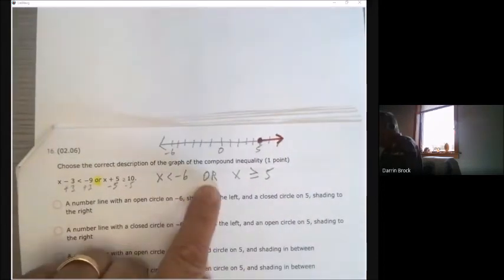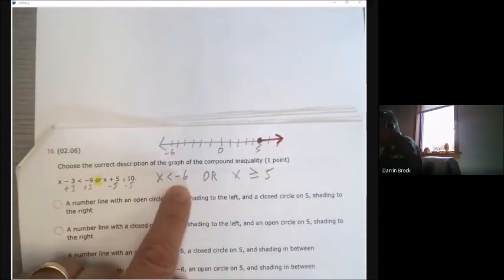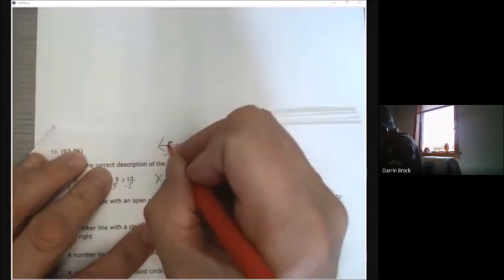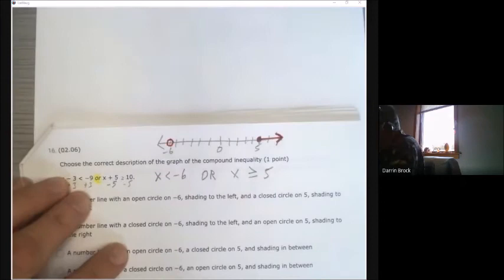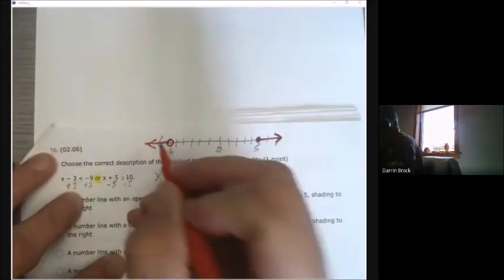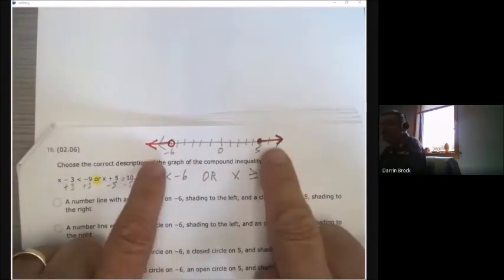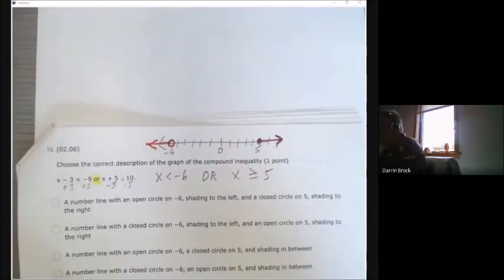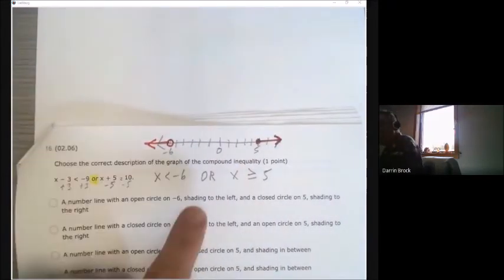All right. Or it also could be x is less than negative 6. There's no equals. This is just less than. So this is going to be a hollow circle at negative 6, and x is smaller than that, so it's going to go this way. If x is in either one of these areas, that's true because it says or.